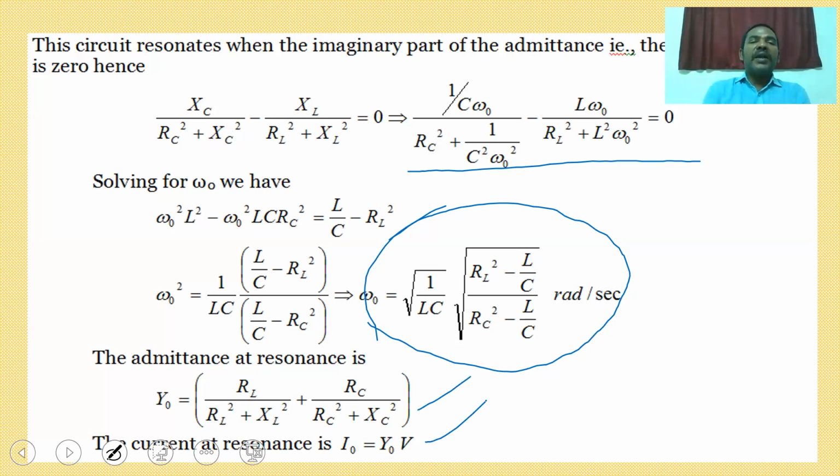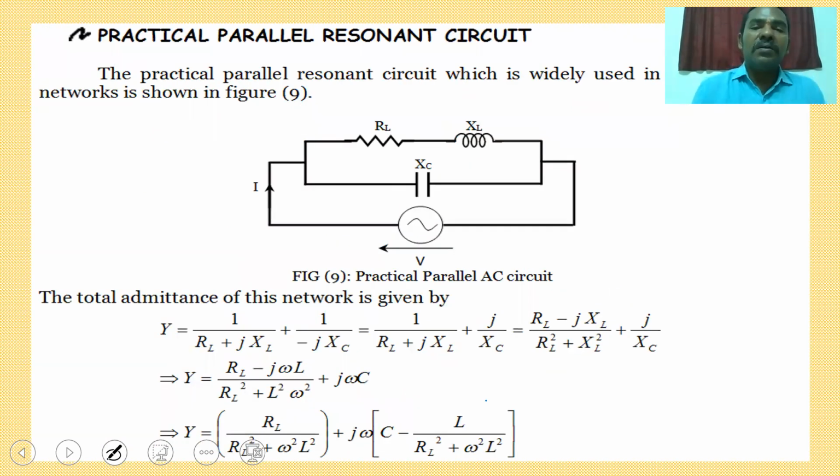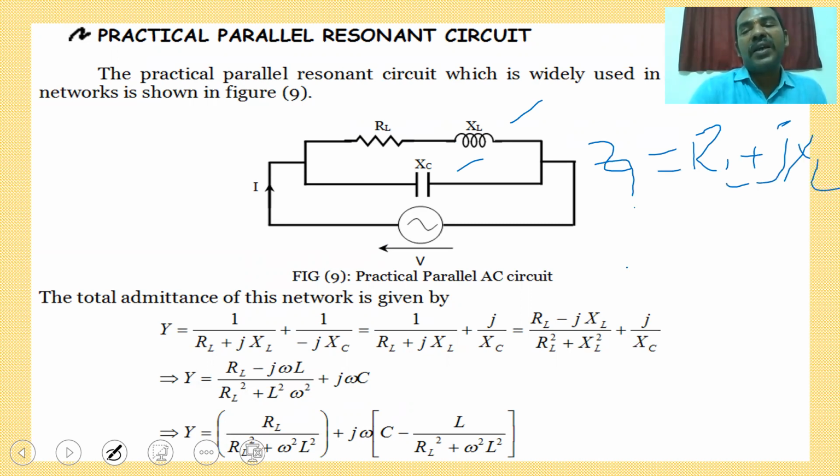Coming to the generalized circuit, or a practical circuit. Here RL and XL are connected in series, and it is connected in parallel with a capacitor. Now the admittance of the first branch: what is your Z1? Z1 is RL plus jXL. And what is your Z2? Z2 is minus j times XC.